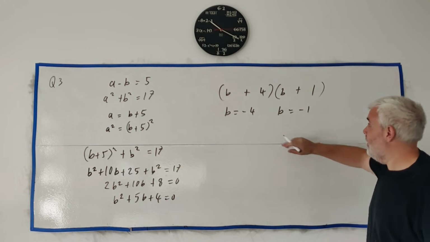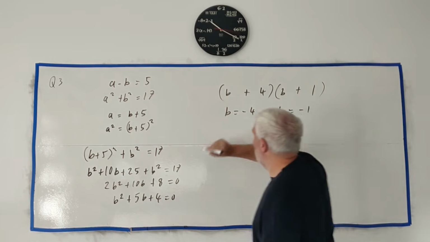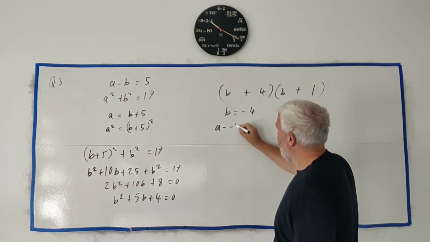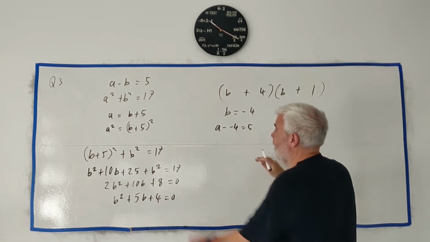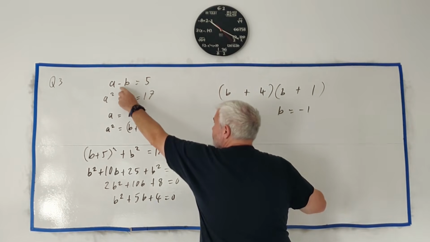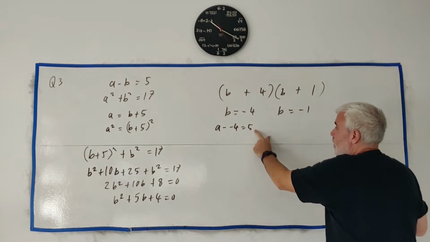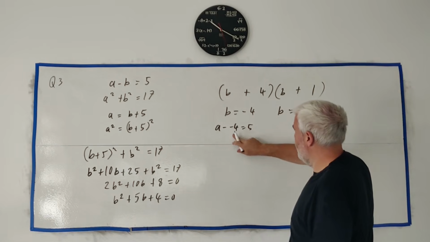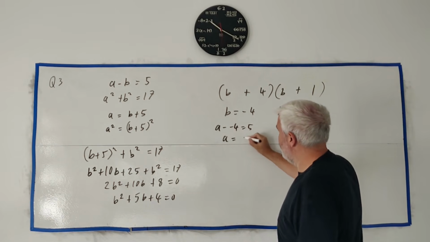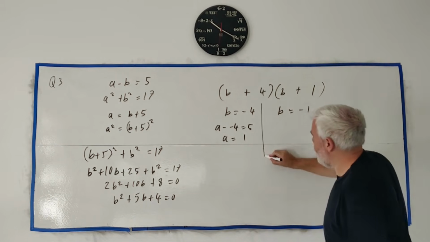They want A. We found B. We still need A. A minus 4 is equal to 5. That's this first line here. A take away whatever B is equal to 5. That's A plus 4 equals 5. A is equal to 1. These answers go together.